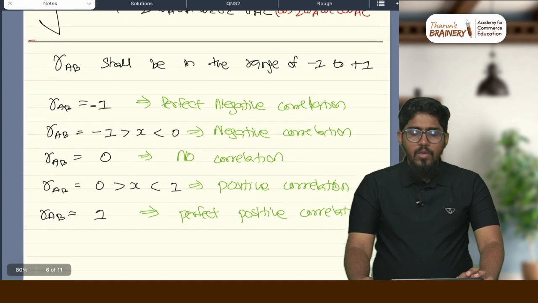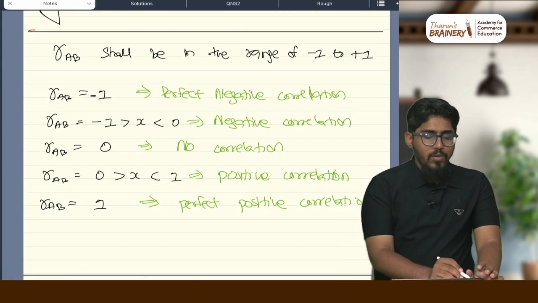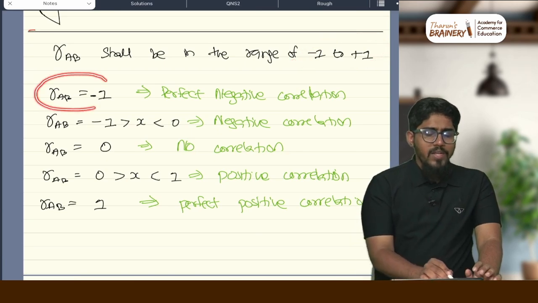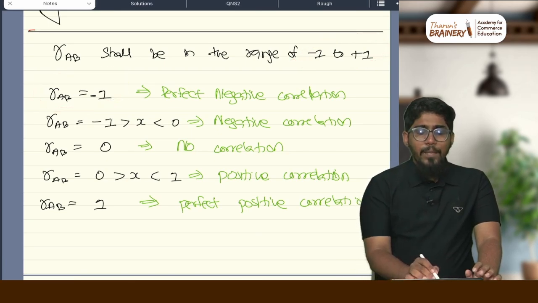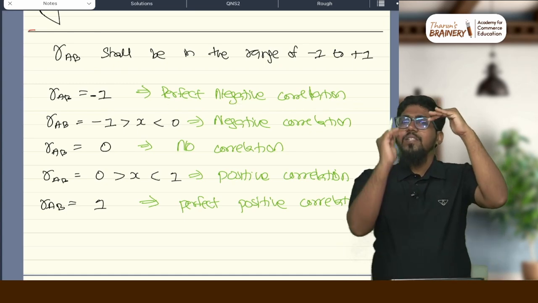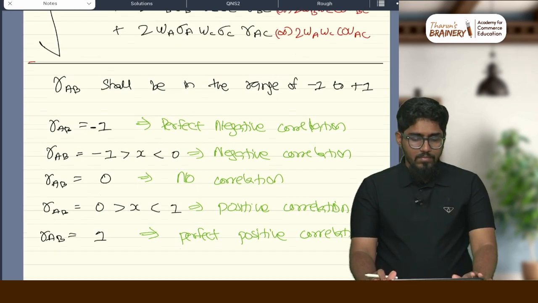Sir, the correlation coefficient should be in the range of -1 to 1. If my correlation coefficient is -1, it means there is a perfect negative correlation. If this is increasing by 10%, this will decrease by 10%. Clarity.